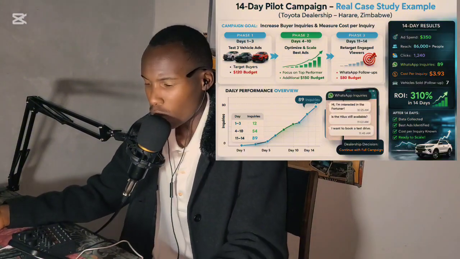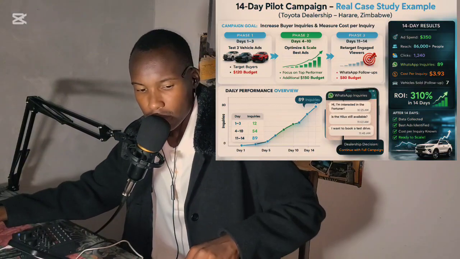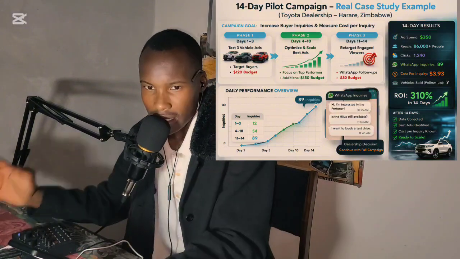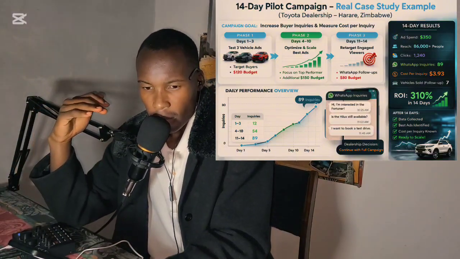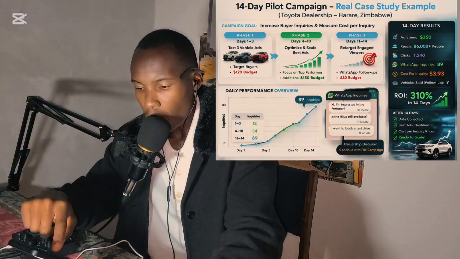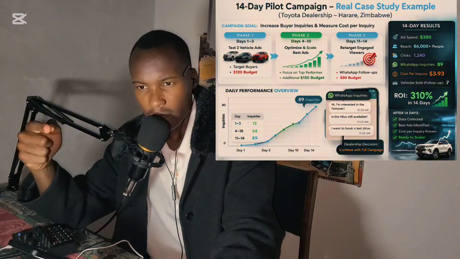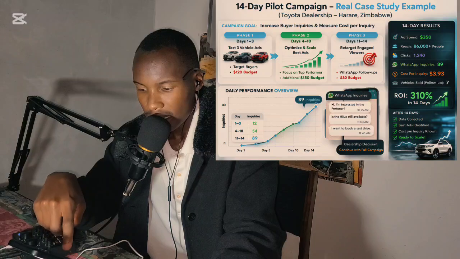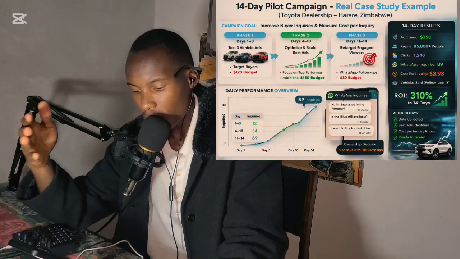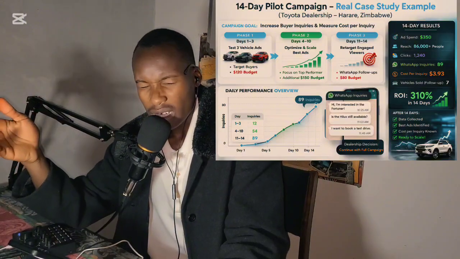So $80 will be going on taking that advert again and retargeting it to the people that have seen it, or to create a similar advert from the one that performed well and reach out to those people again. Remember, our goal is to increase buyer inquiries, the people that have the potential to buy. We have to look at the daily performance overview. What happened from day 1 to day 5 to day 10 till day 14? How many inquiries have they got?